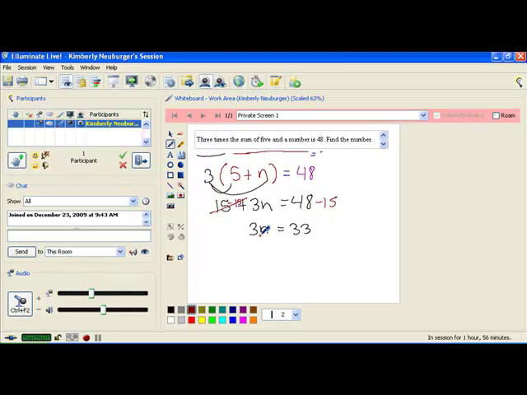Now to move the 3, since it's being multiplied by the n, we're going to divide both sides by 3. And the number ends up being 11.